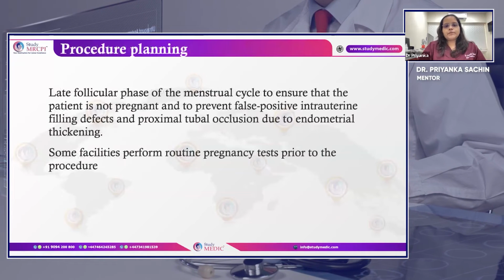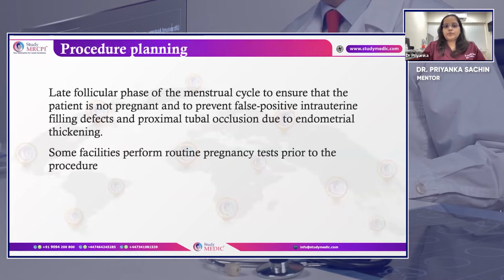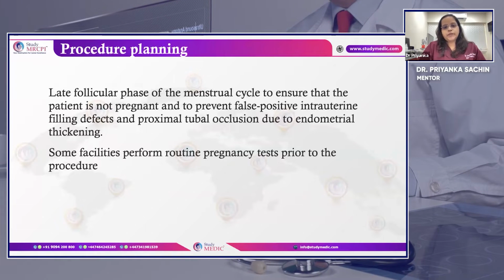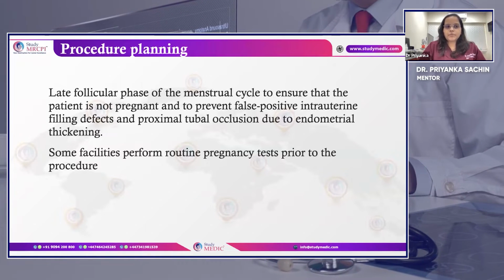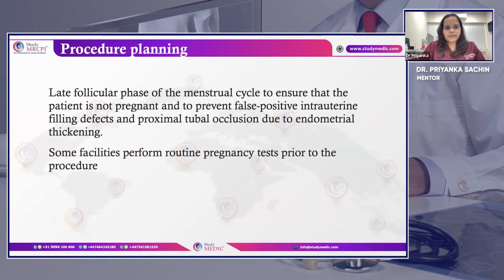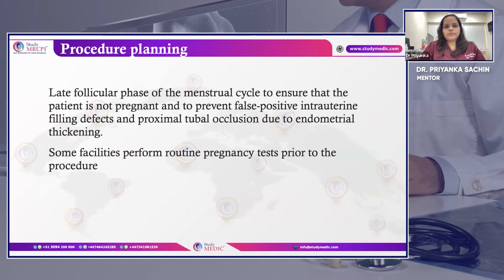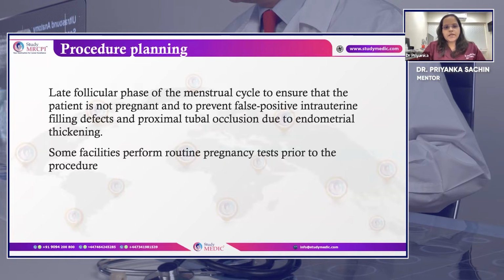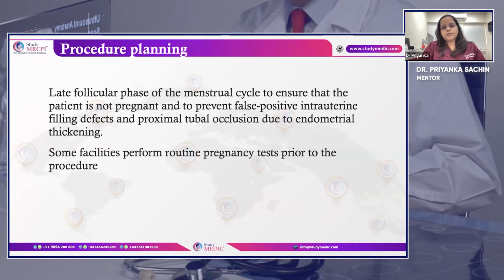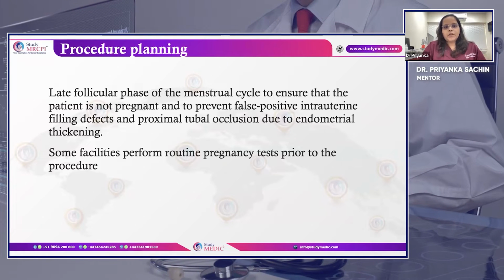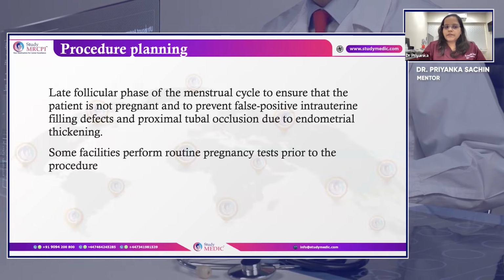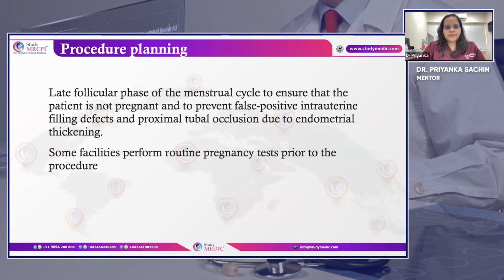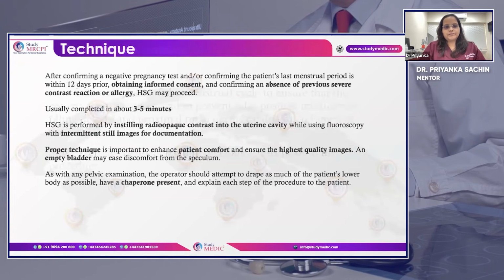So when is the procedure performed? As I said, to avoid doing it in pregnancy, it is usually performed in the follicular phase of the menstrual cycle, maximum 12 days from the last menstrual period, to avoid any false positive intrauterine filling defects, and also to avoid any proximal tubal occlusion. Some centers also perform a routine pregnancy test before doing the HSG.